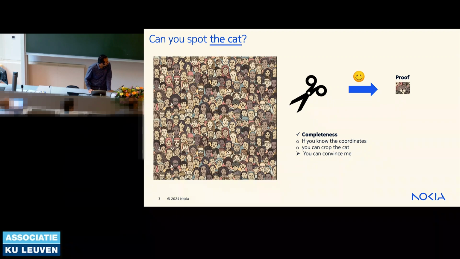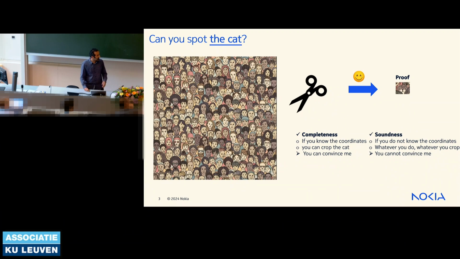So there's a property called completeness. If you know the coordinates, you could crop the cat, and you could convince me. That's a very informal way of defining completeness. What is soundness? If you didn't know the coordinates of the cat, you could try randomly, but it would be very unlikely that you could convince me. You wouldn't be able to convince me. And also zero knowledge, which means you convince me that you know the location of the cat, but you didn't actually give me the coordinates. I don't know the coordinates, but I'm convinced that you know where the cat is. So this is zero knowledge in one slide.